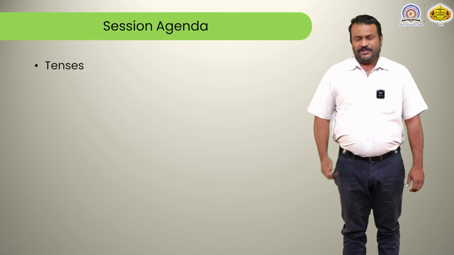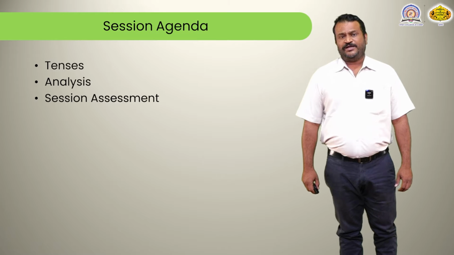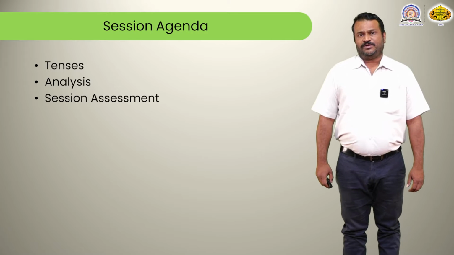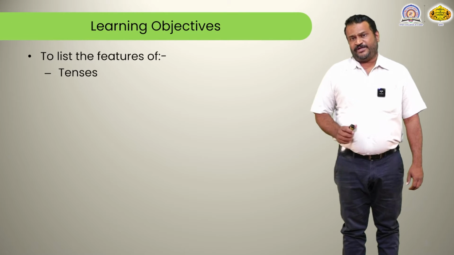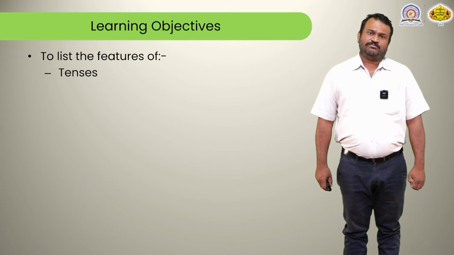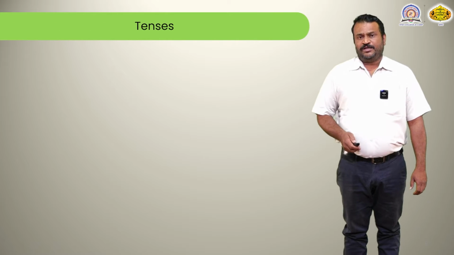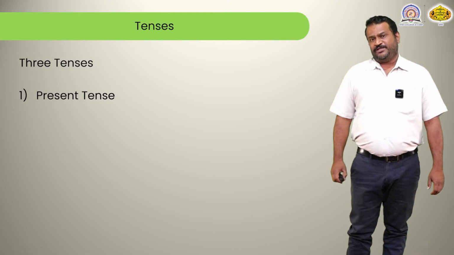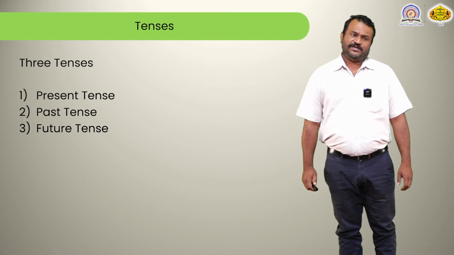So, in this session, we are going to do the analysis of tenses, and in the last session, we are going to make an assessment. The main objective of this session is to go through the features of tenses. Tenses are of three types: the present tense, the past tense, and the future tense.